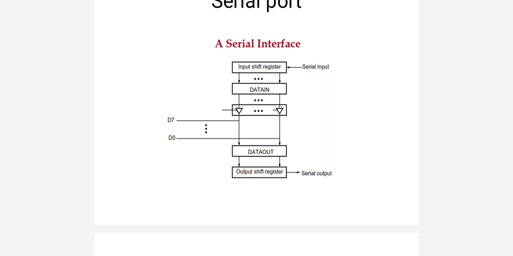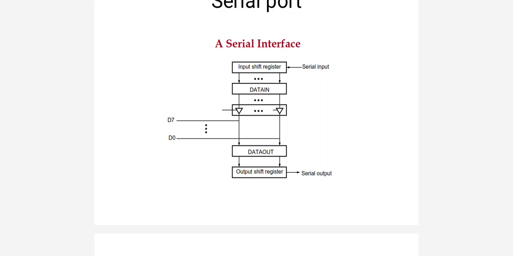So, main two ports are parallel and serial port. In parallel port, number of bits can transfer simultaneously, but in the case of serial port, only one bit is transferred at a time. So, a serial port is used to connect the processor to I/O devices that require the transmission of data one bit at a time.